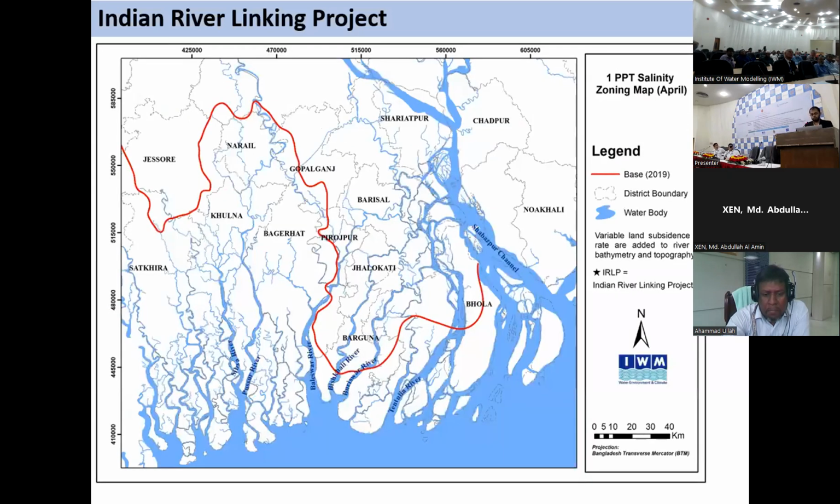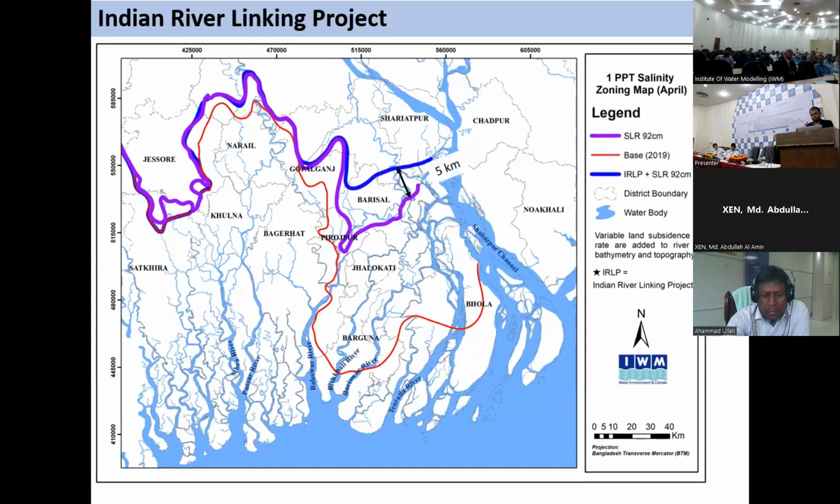Now, what will be the scenario if the Indian River Linking Project is implemented? Here I show this for projected period year 2100. Like before, the red line is the 1 ppt salinity line for April, and the other line is the 1 ppt salinity line for year 2100 for 92 centimeter sea level rise condition. And if the IRLP is implemented at year 2100, we see the 1 ppt salinity line will further go upward by 5 kilometers along the central coastal zone.